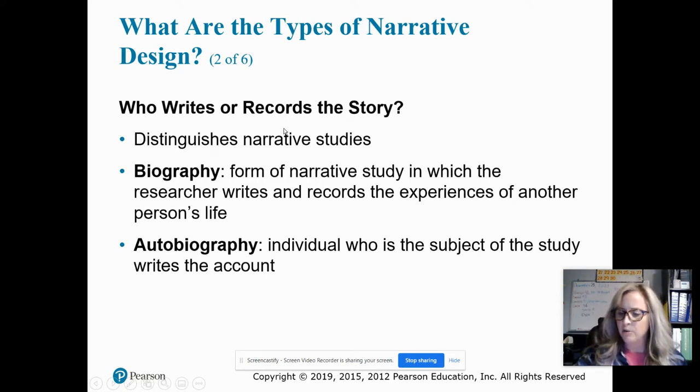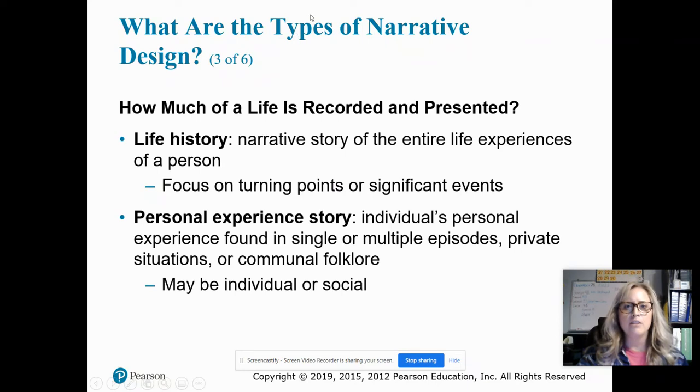So you're going to determine who will write and record the individual's story. So biography, that's whenever the narrative studies, the researcher writes and records the experiences of another person's life. We know this. And then autobiography, on the other hand, is the individual who is the subject of the study writes the account. Okay. Second, how much of a life is recorded and presented?